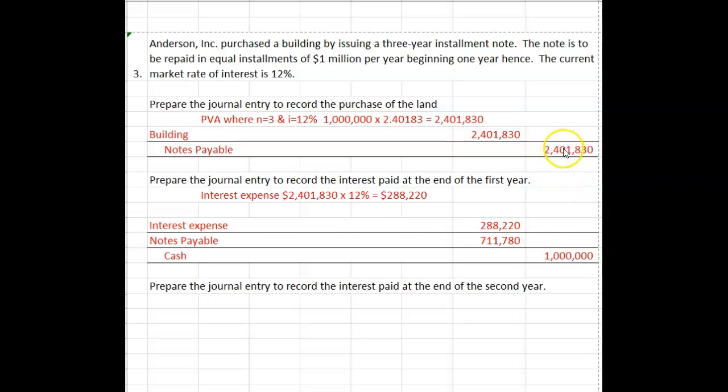That means that after the payment at the end of year 1, our principal balance was decreased. It was $2,401,830. Subtract $711,780 to calculate the new principal balance at the end of the first year after that first payment, and that's the amount on which the second year's interest is calculated. So do that calculation and prepare the journal entry to record the interest and installment paid at the end of the second year.